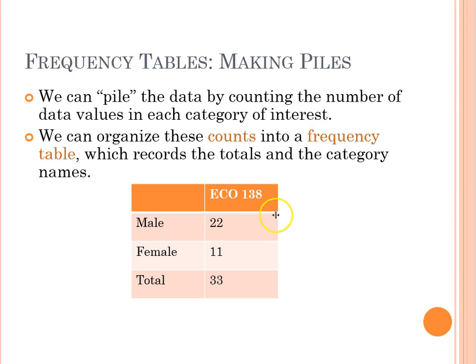So once we've done that counting, we can figure out how many students fall in these categories. So for the undergraduate students, I have 22 male students and 11 female students, so 33 students in total. And this is what's called a frequency table.